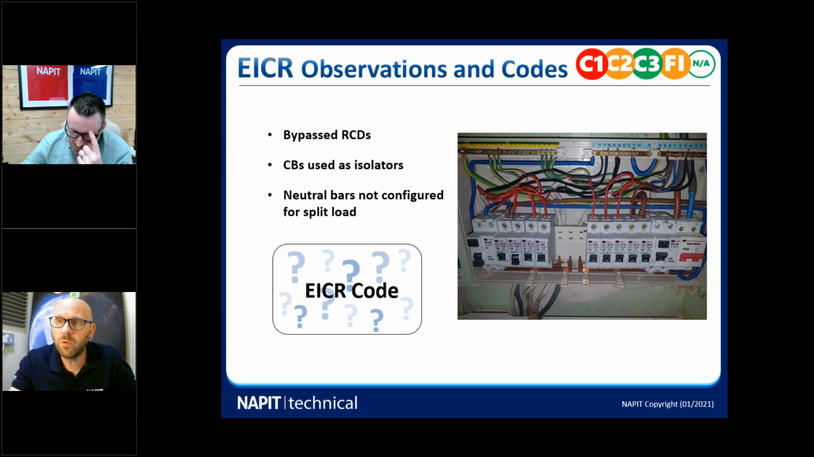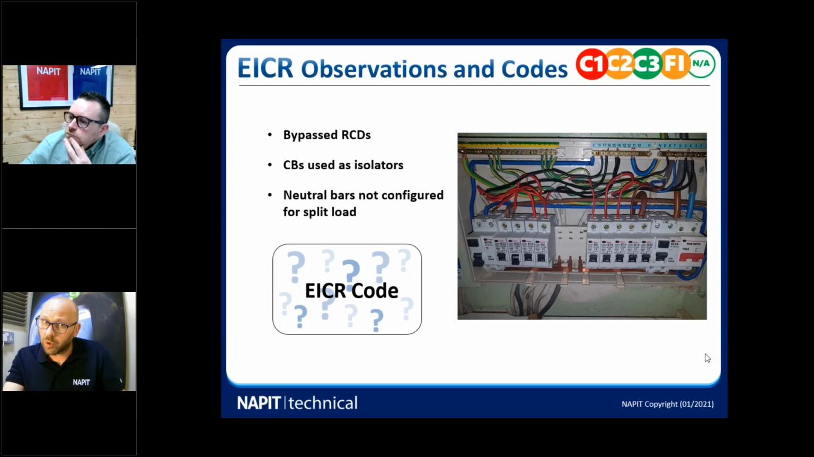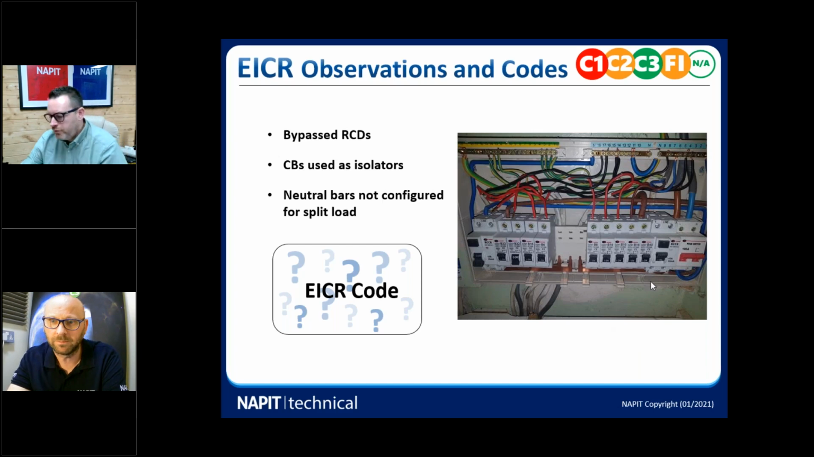So I'm going to ask you to vote on what code you think it is, whether you think it's danger present, C1, or whether you think it's potentially dangerous. See if I can open up the chat and see if we've got any codes coming in. Anybody want to join in? Can you see anything there, Frank? Yeah, we've got a few coming through. C1s, C2s.